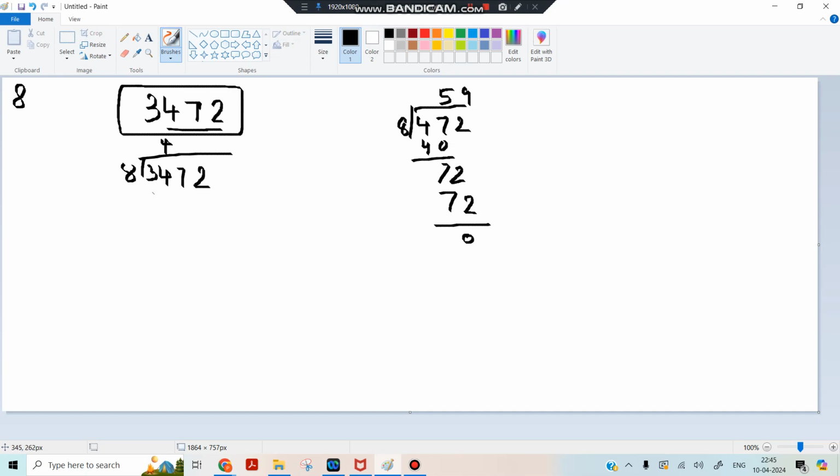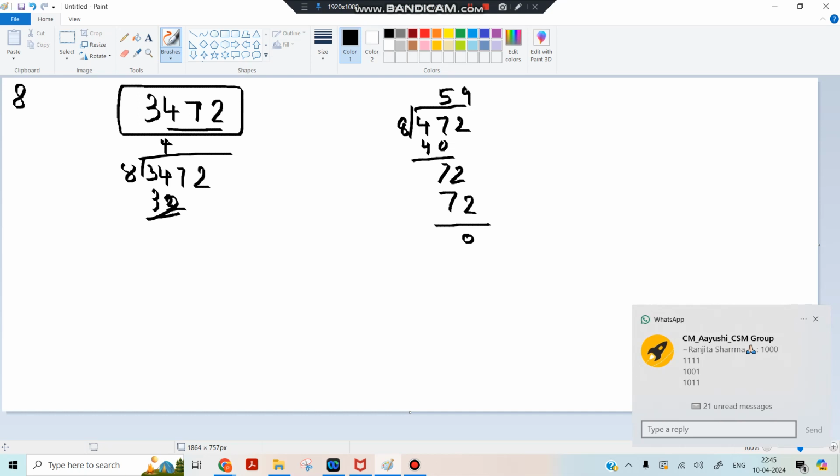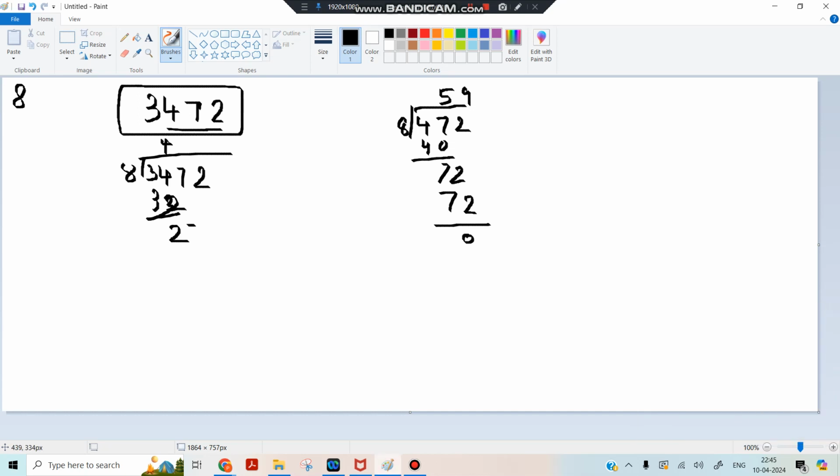8 fours are 32. 2 is the remainder. It's 27. 8 threes are 24. 3 is the remainder. 2 comes down. 32. 8 fours are 32. So this number 3472 is divisible by 8 because the number formed with the last 3 digits, that is 472, is divisible by 8.